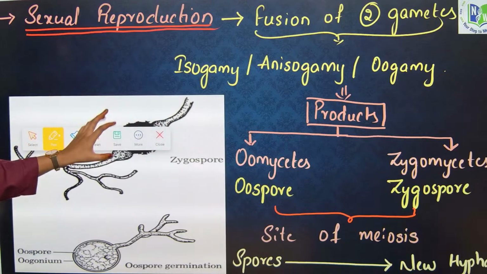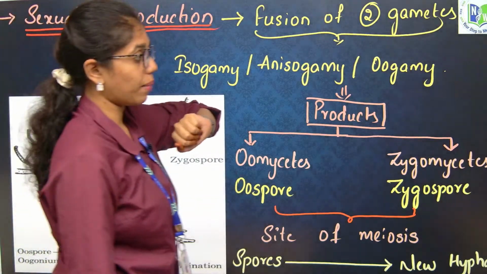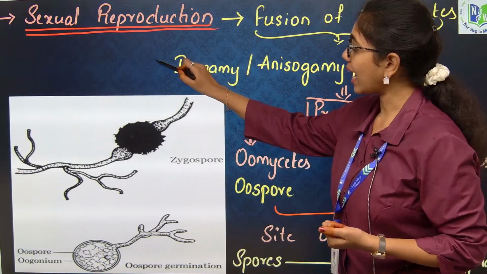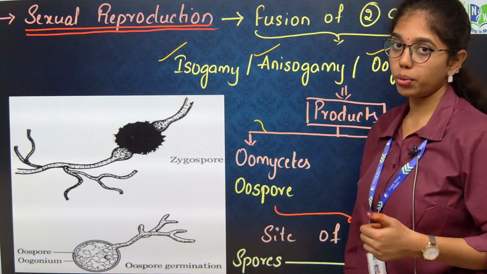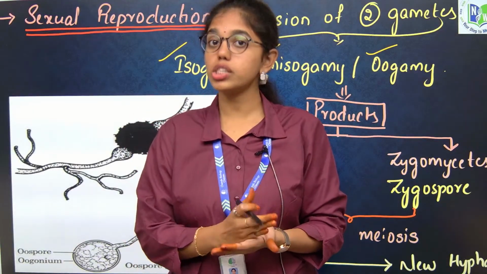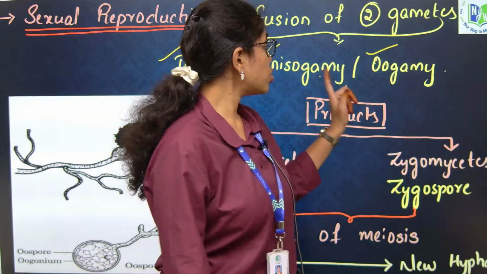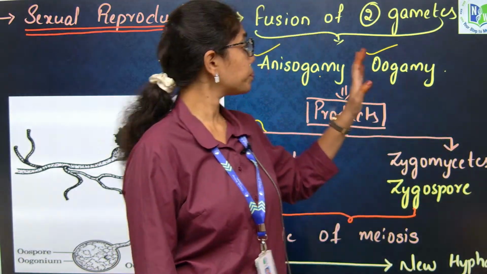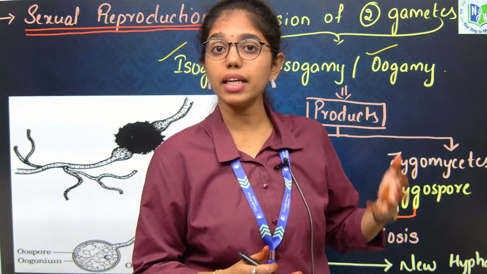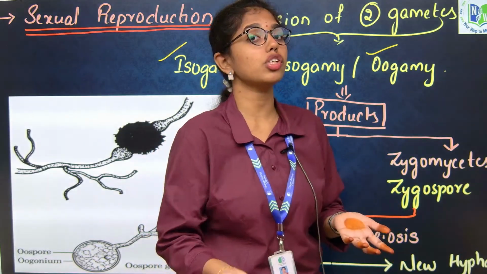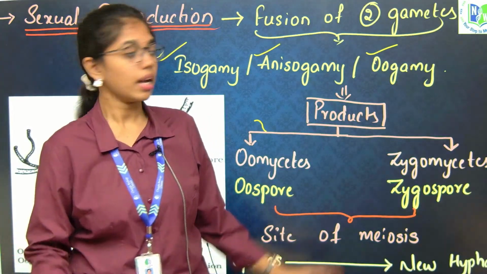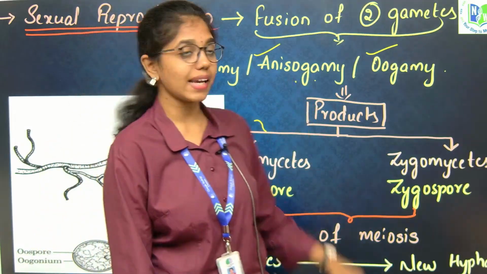Sexual reproduction in Phycomycetes is of course by fusion of 2 gametes. Whenever fusion of 2 gametes is involved, 3 types of fusion can happen. It can be isogamy, anisogamy and oogamy. Isogamy, where the 2 gametes are morphologically and physiologically similar. Anisogamy, where both the gametes, male and female, can be either morphologically similar and physiologically dissimilar, or morphologically dissimilar and physiologically similar. Any one dissimilarity will be there, then it is anisogamy.